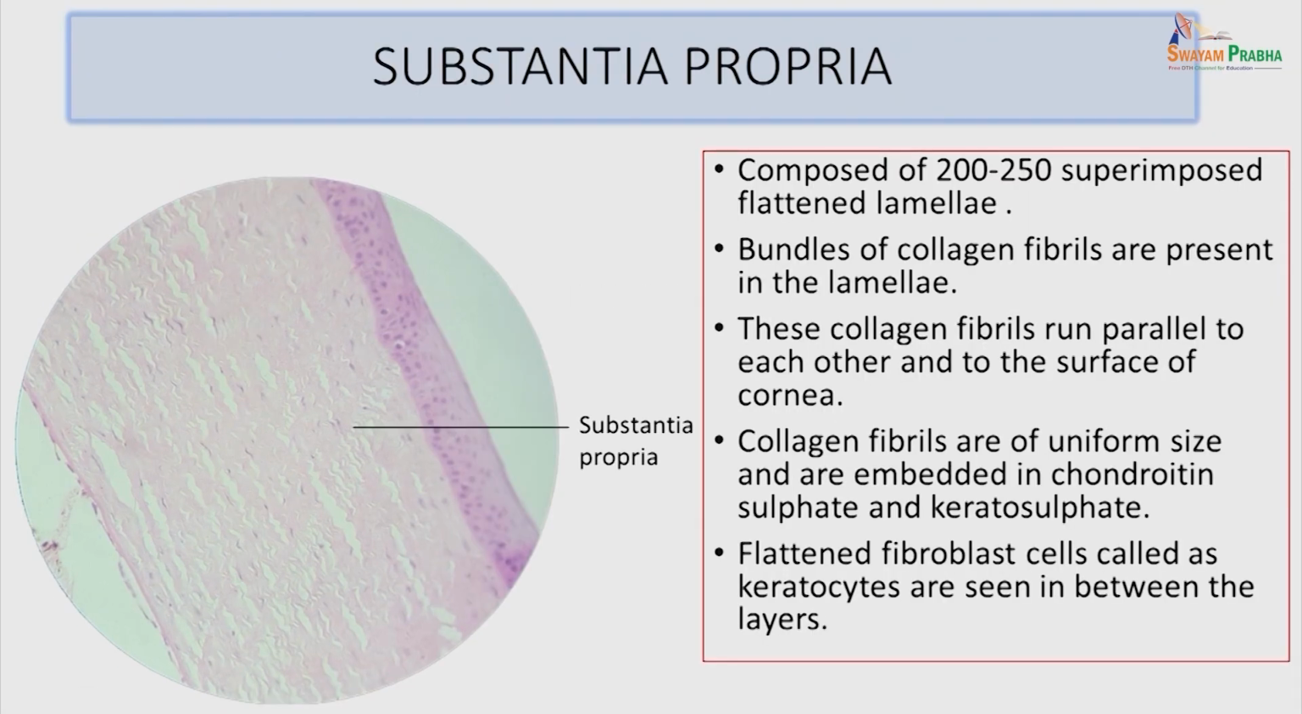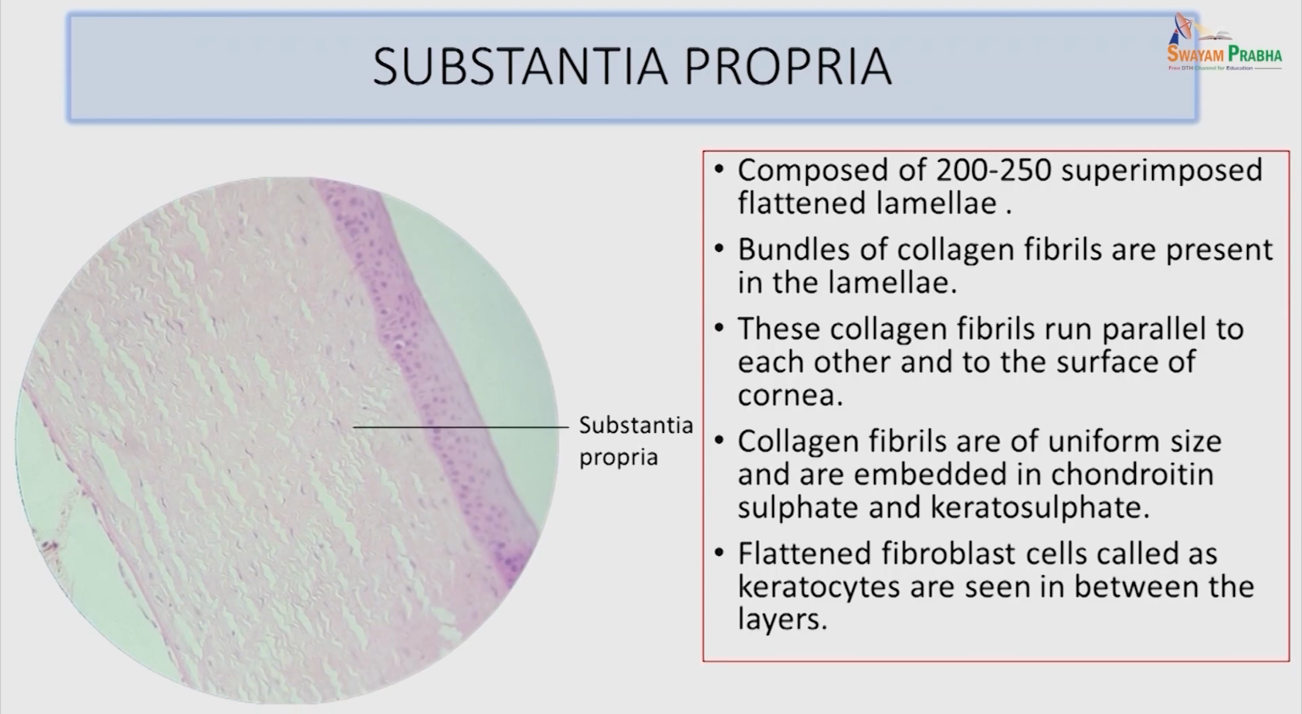Substantia propria is composed of 200 to 250 superimposed flattened lamellae. Bundles of collagen fibrils are present in the lamellae. These collagen fibrils run parallel to each other and to the surface of the cornea. Collagen fibrils are of uniform size and are embedded in chondroitin sulfate and keratan sulfate.